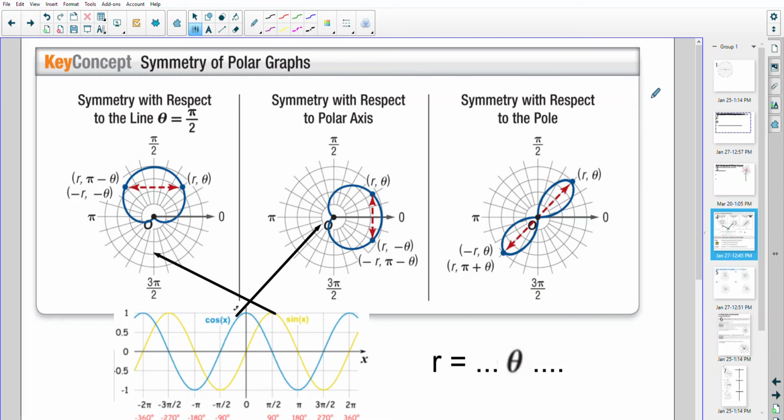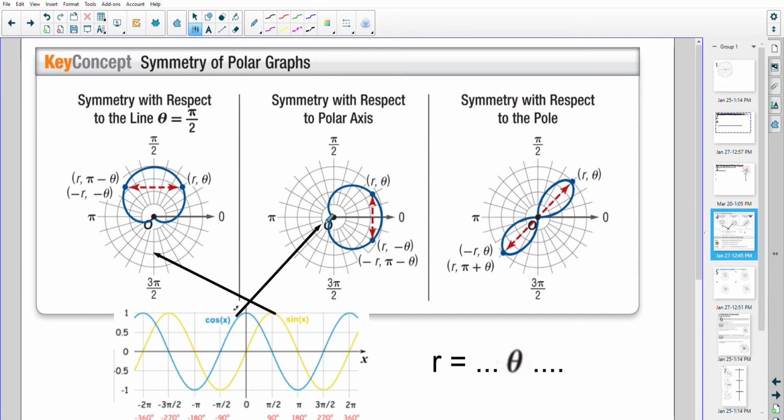Graphing polar equations by hand is somewhat tricky, and you have to really pay attention to the details. The first thing I want to talk about is the symmetry involved in a polar graph. By looking at the cosine and the sine graphs, notice that the cosine has a reflection over the y-axis. That means that where theta equals 0 is where the reflection is.